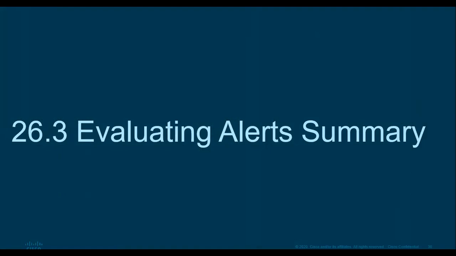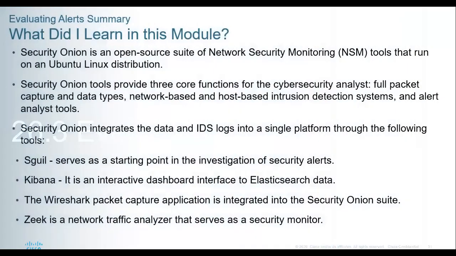We have come to the end of evaluating the alerts, and this is what we've done so far based on the question, what did I learn in this module? Security Onion is an open source suite of network security monitoring (NSM) tools that run on an Ubuntu Linux distribution. Security Onion tools provide three core functions for the cybersecurity analyst: full packet capture and data types, network-based and host-based intrusion detection systems, and alert analyst tools.